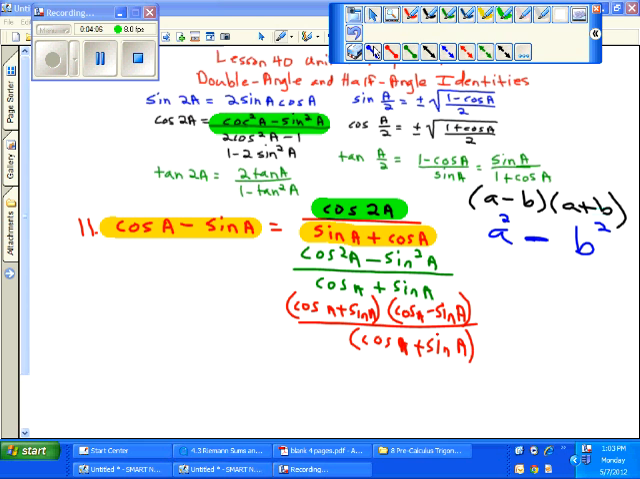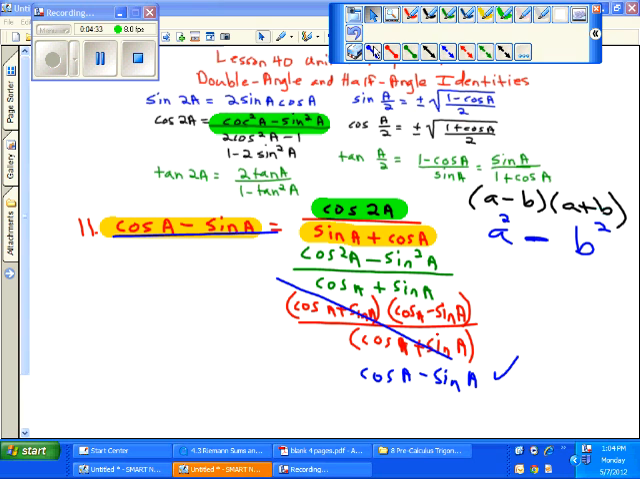And then what we have, obviously, is a simple cancellation of a factor in the numerator and denominator, which leaves us with our desired result, cosine a minus sine a. That's our target, and so we've verified that number 11 indeed was an identity. Any questions on number 11?